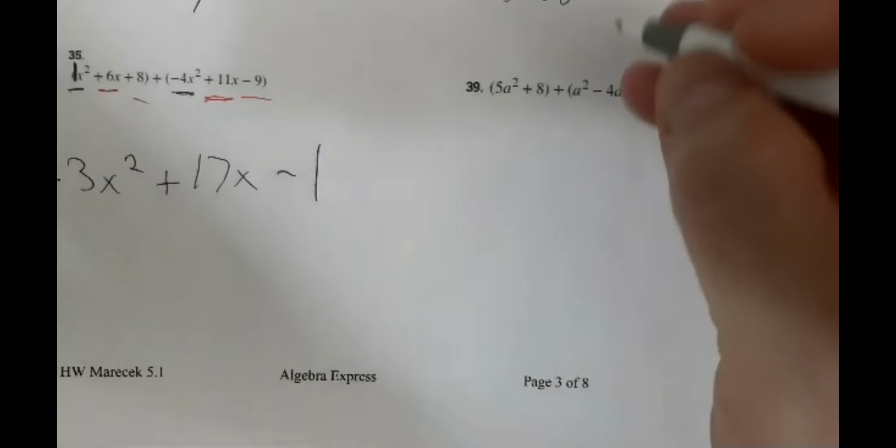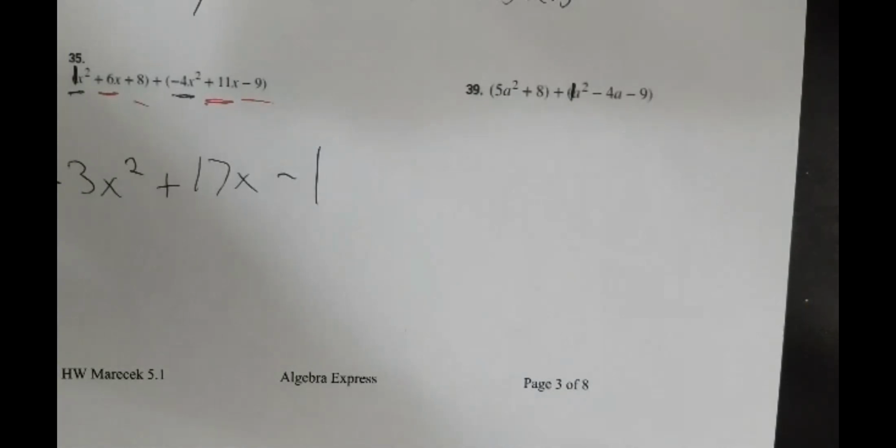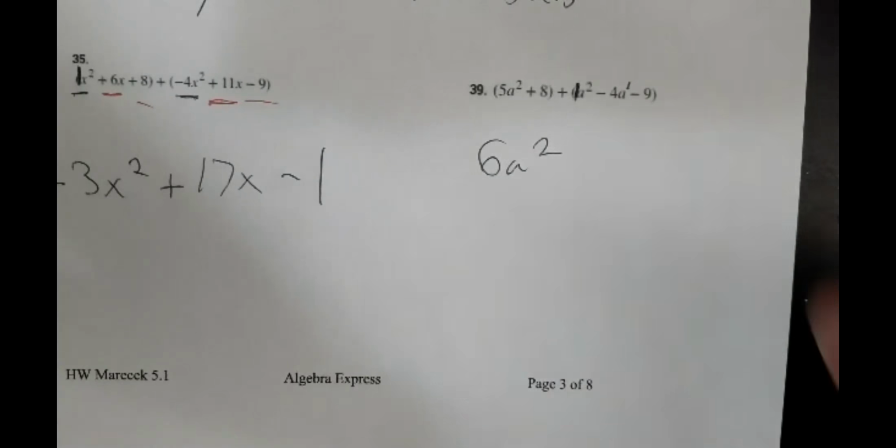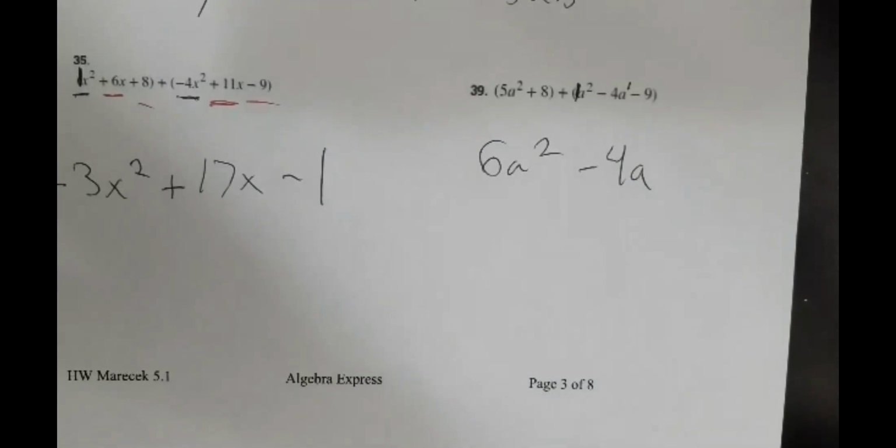Okay. And the next one looks like 5a squared plus 8 plus a squared minus 4a minus 9. And you can put a 1 in front of things. 6a squared. You can put a 1 for the exponent. 6a squared. Minus 4a. Yeah, and that's the way I'd write it. You could probably write it another way and reshift things. I would do the minus 4a next.